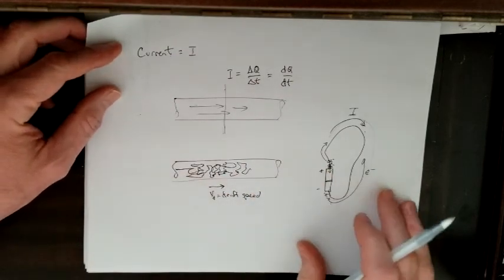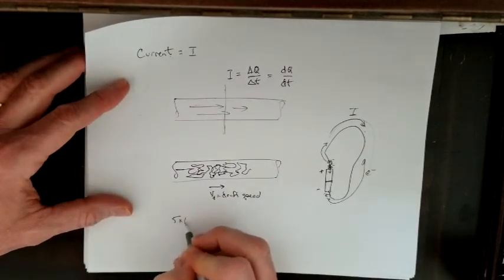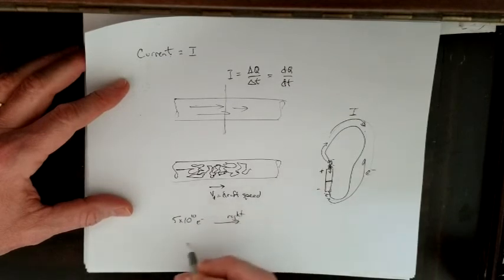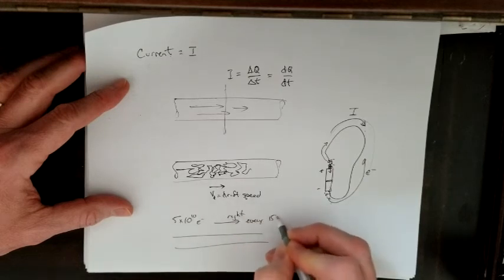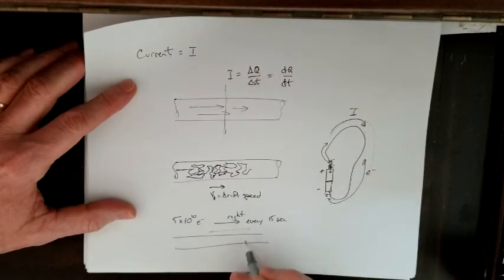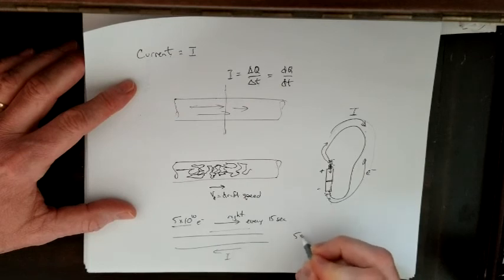So this is current. Just a quick example. I have 5 times 10 to the 10th electrons flowing to the right in some wire every 15 seconds. What is the current? Well, I have electrons flowing to the right, so my current will be flowing to the left. And the charge, I have 5 times 10 to the 10th. Probably the biggest mistake I see students making is they assume that is Q. That is not Q. That's just the number of electrons. So I have to figure out what my charge is.